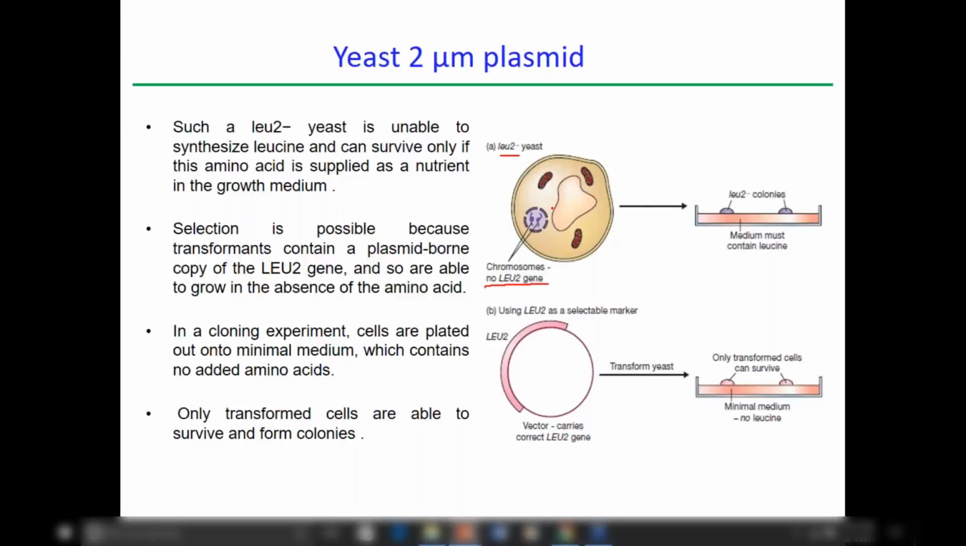So now this bacteria will grow only in a media that contains leucine, or else it will not grow. That is called an auxotrophic mutant. This point you understood?